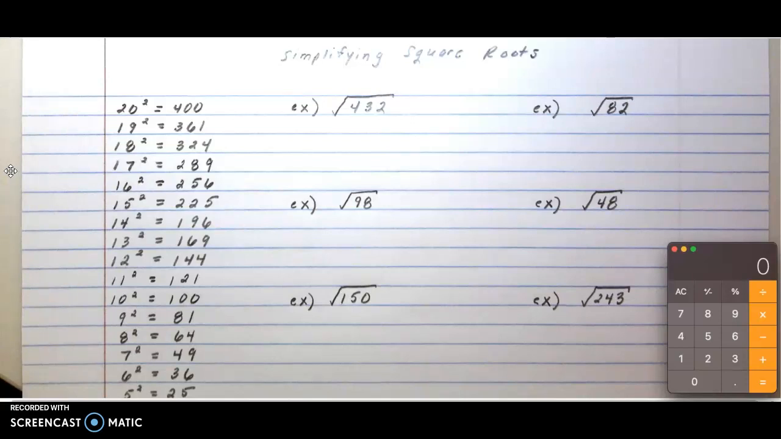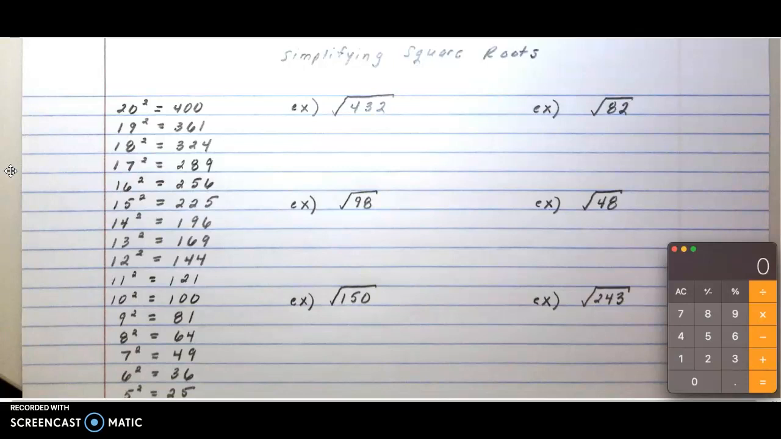Simplifying roots is a process that helps us keep exact answers and not get decimals, especially decimals that don't terminate, that are hard to write. So when it asks you to simplify a square root, basically what it asks you to do is to take out or pull out any perfect square factors that the number itself might have.